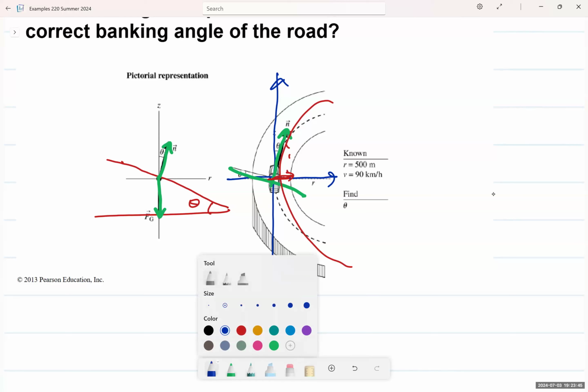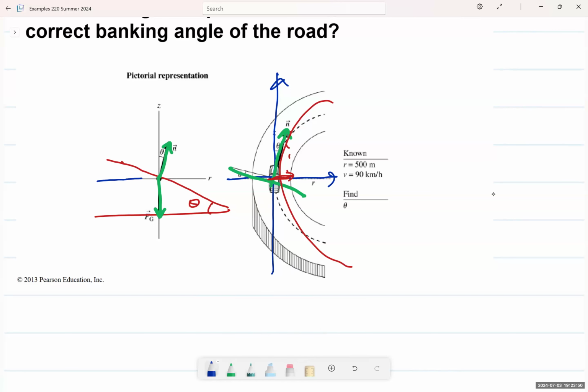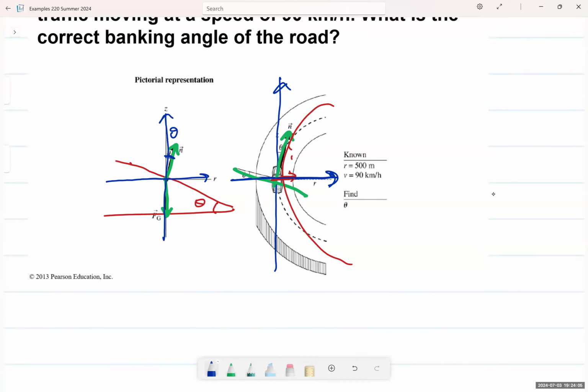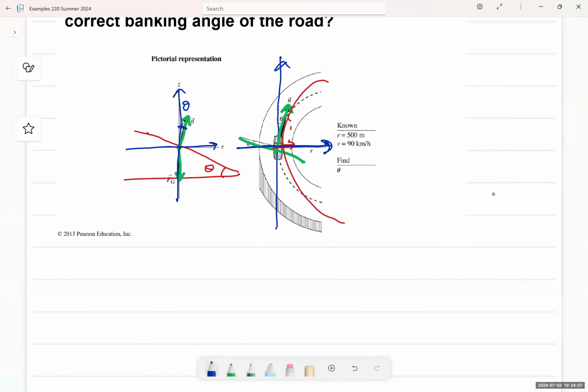We take the coordinate system such that the radial axis is toward the center, and the z-axis is perpendicular to that radial line, which means the normal force makes angle theta relative to the z-axis. This is the only time you will see that the normal force is not purely vertical; it has a component. So if we use the force table, we have a normal force and the gravitational force.